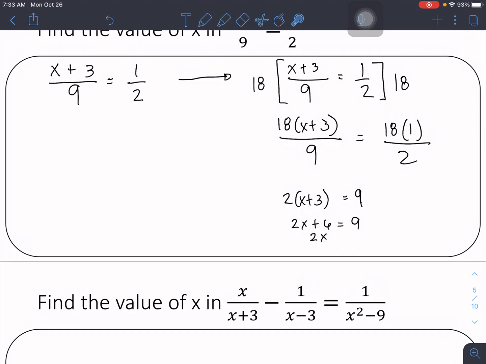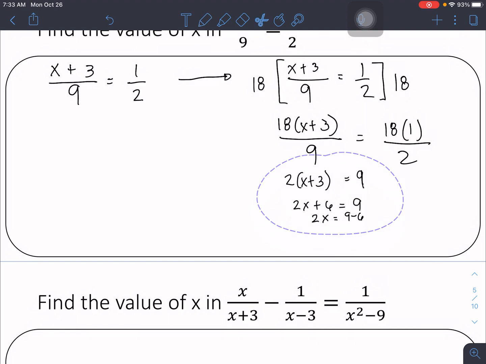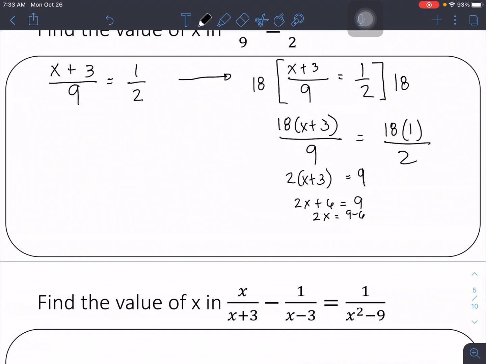So transfer this positive 6 to the other side of the equation. So this will be 2x is equal to 9 minus 6. So 2x is equal to 3. x is equal to 3/2.